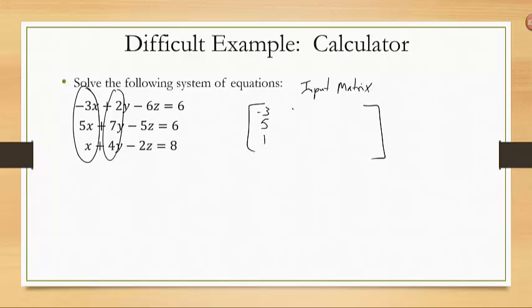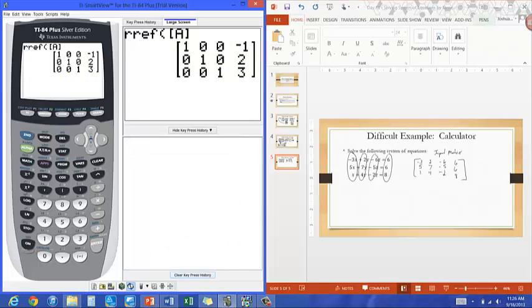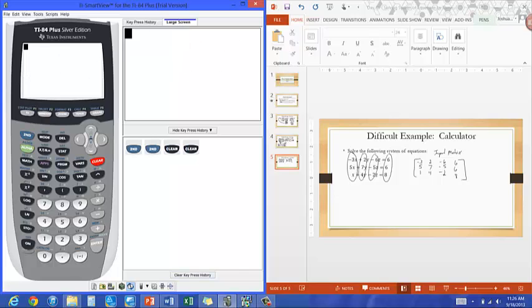Second column is 2, 7, and 4. Third column is -6, -5, -2. And our fourth column is 6, 6, and 8. So now we have our input matrix. So now let's go to our calculator. Put in here, press history. And also clear your stuff.